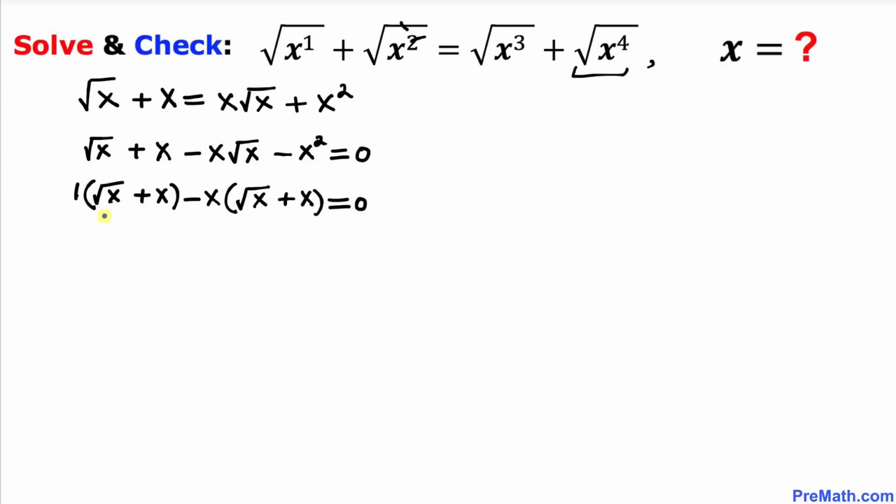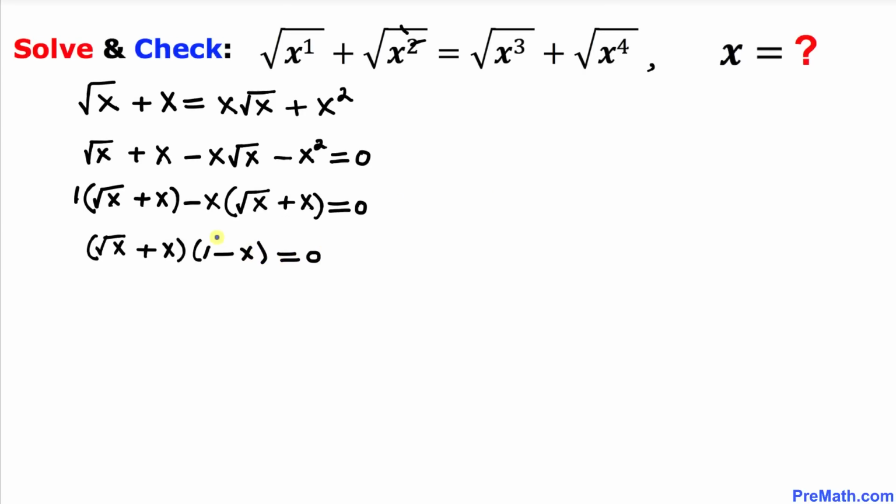Now we can see that we have square root of x plus x, and square root of x plus x is in common. So let's go ahead and factor that out. We can write this as square root of x plus x, times 1 minus x, equals 0.